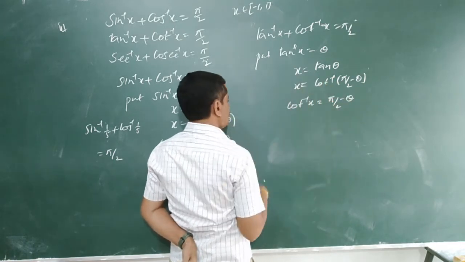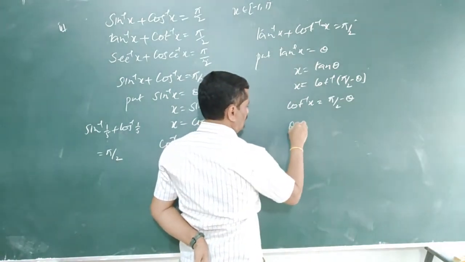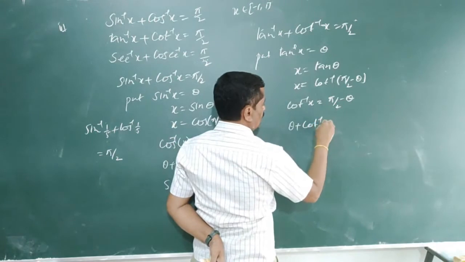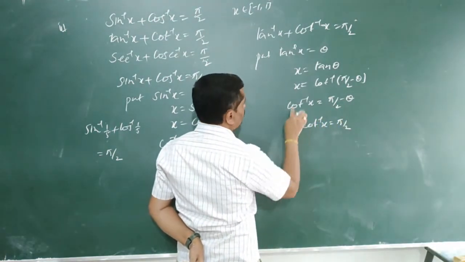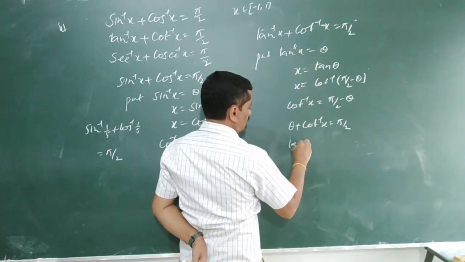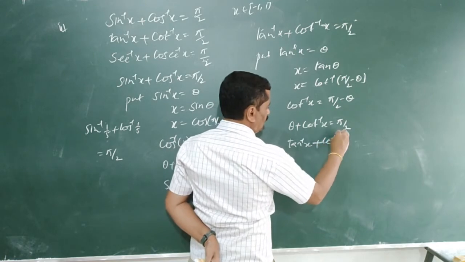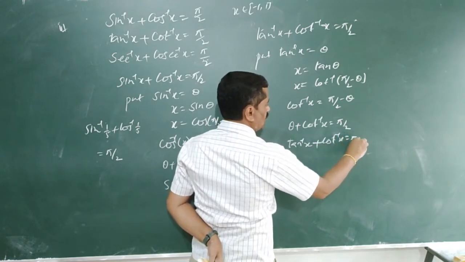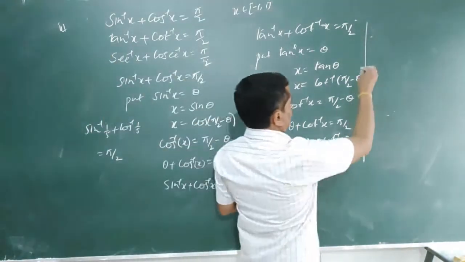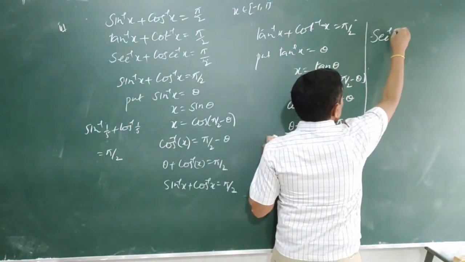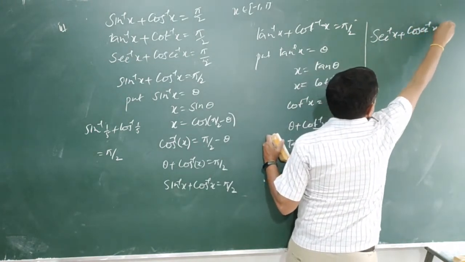Bring the cot to LHS. Okay, therefore again bring the minus theta to LHS. That is theta plus cot inverse of x is equal to pi by 2. Again, therefore what is theta value? We have tan inverse x. Tan inverse of x plus cot inverse of x is equal to pi by 2. Hence proved.